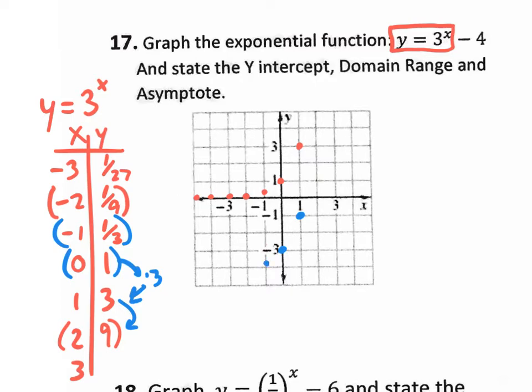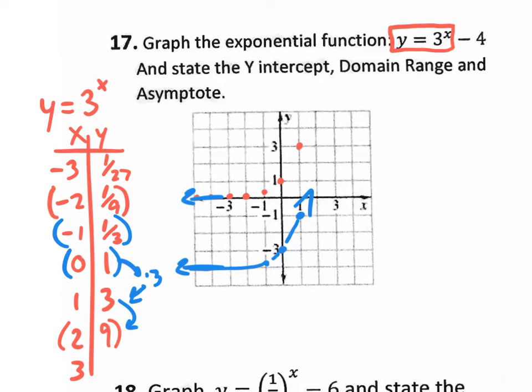So our asymptote, which used to be up here at y equals 0, is now at y equals -4. So that's where your graph has to end up, and that's how we know that this is the graph. You just connect it all to the asymptote, and then put an arrow going up this way, and that's it, you're done.